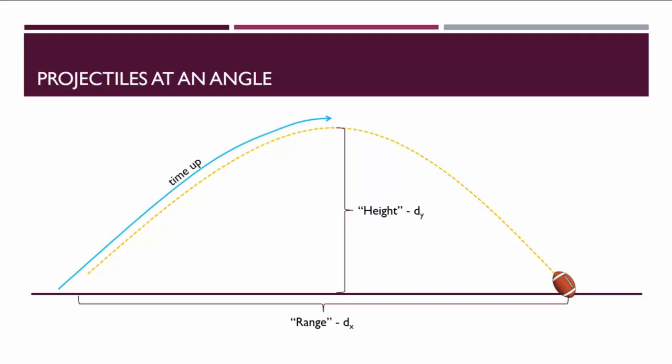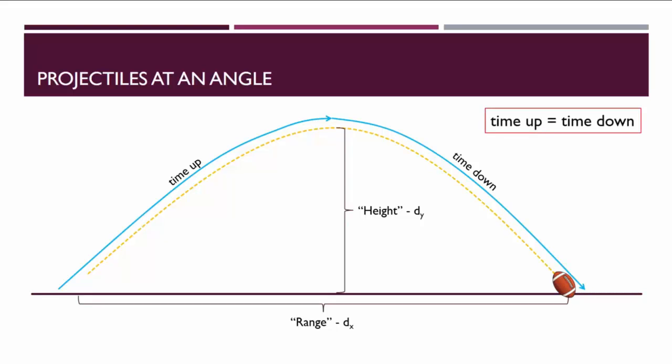It travels upward for some time, and then it travels downward for some time. And as long as the projectile returns to the same height where it was launched, the time up equals the time down. That is very important. The last important thing to note is that at the highest point, the vertical speed is 0. We've seen this before. It's not going up anymore. It hasn't quite started to come down. Its vertical velocity is 0.